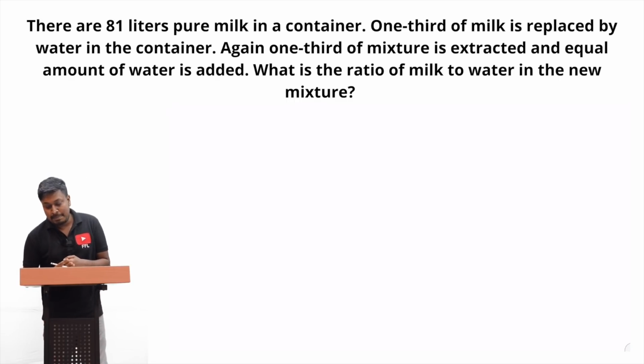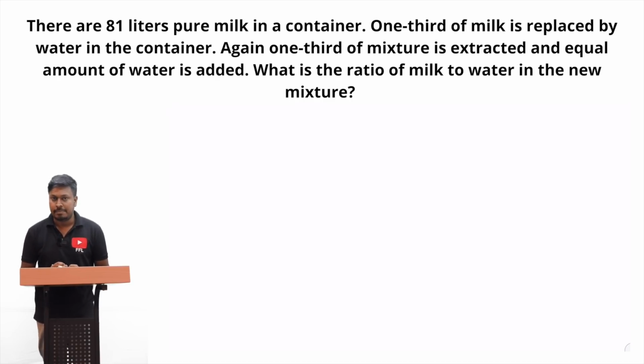1/3 of the milk is replaced by water in the container. Again, 1/3 of the mixture is extracted and an equal amount of water is added. Just see, while teaching alligation and mixtures, I told you one formula. If there is some amount of liquid, some amount has been taken out and the same amount has been added, right? Same, another amount has been added.